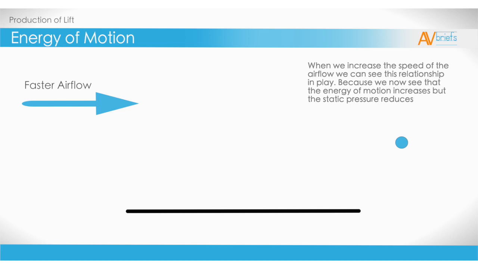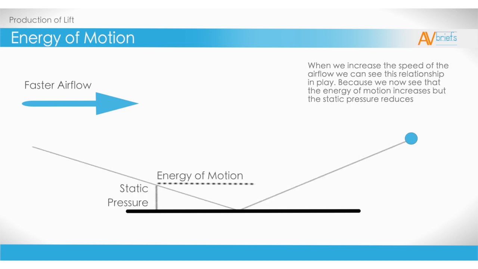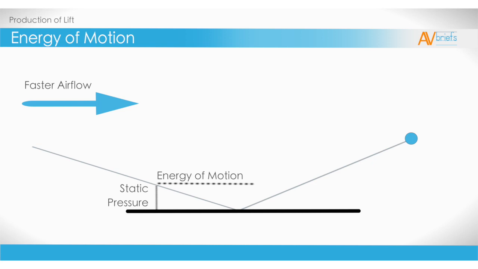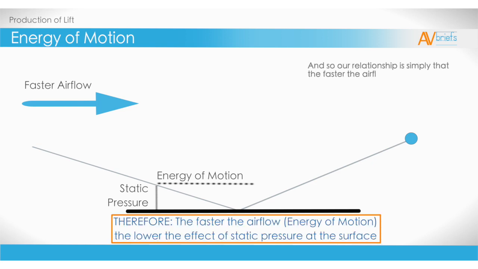When we increase the speed of the airflow, we can see this relationship in play. Because we can now see that the energy of motion increases but the static pressure now reduces. So the faster the airflow, which we are calling the energy of motion, the lower the effect of the static pressure at the surface.